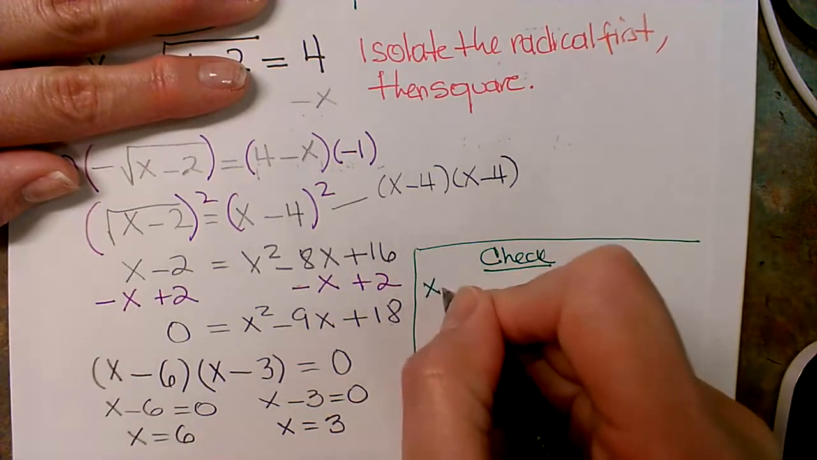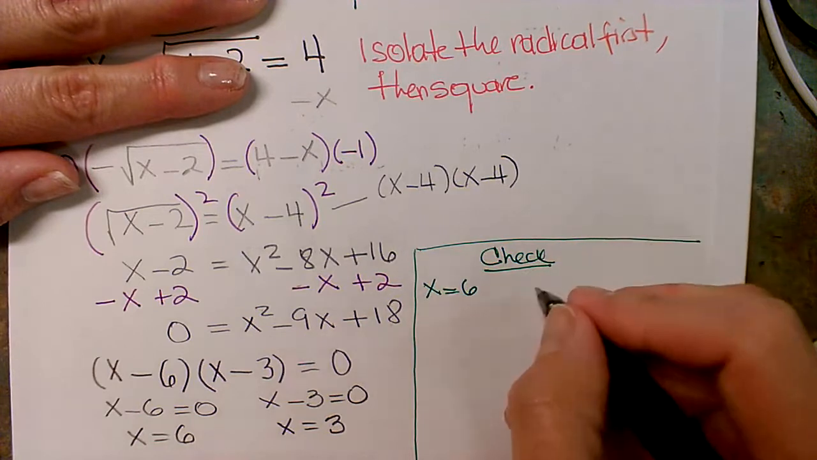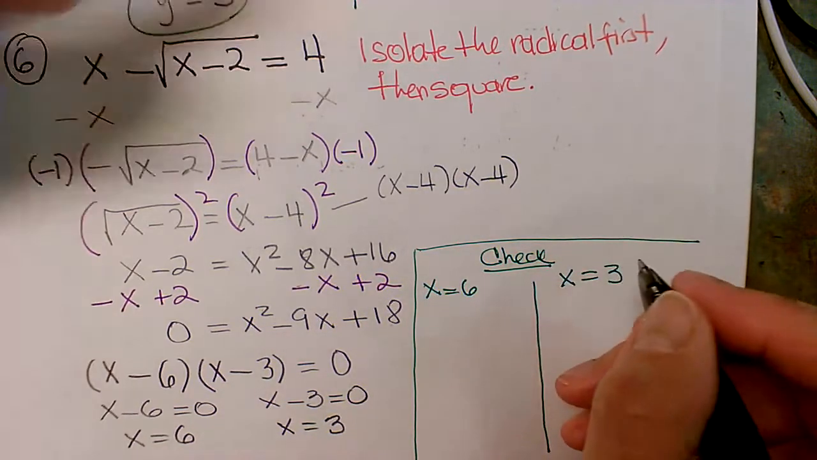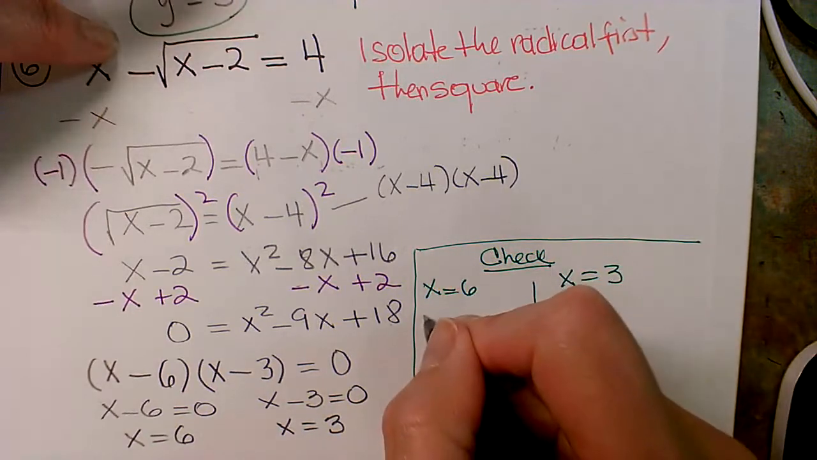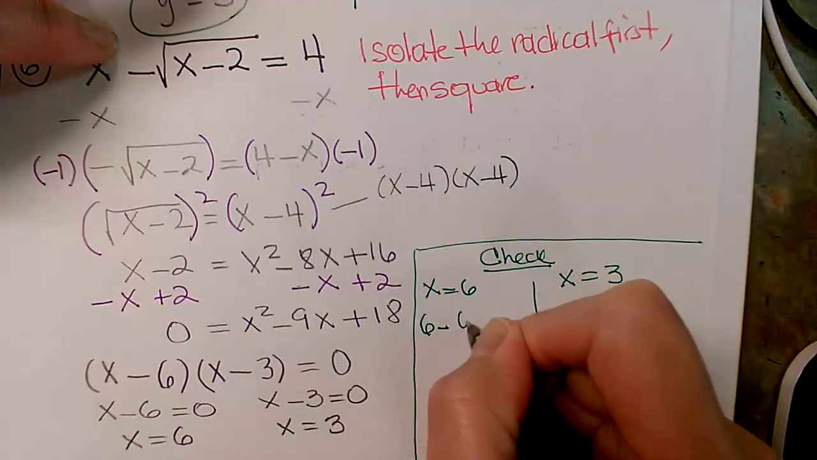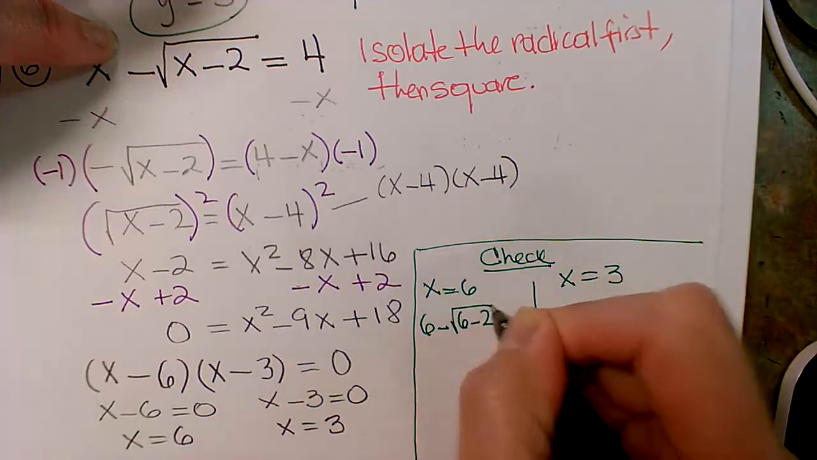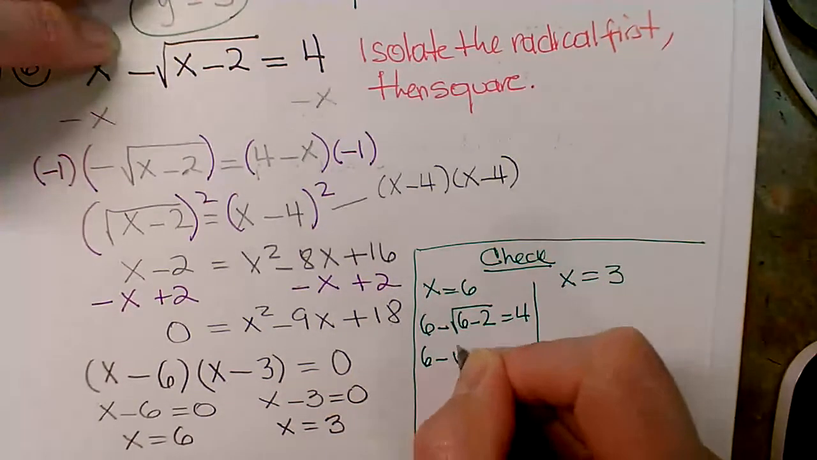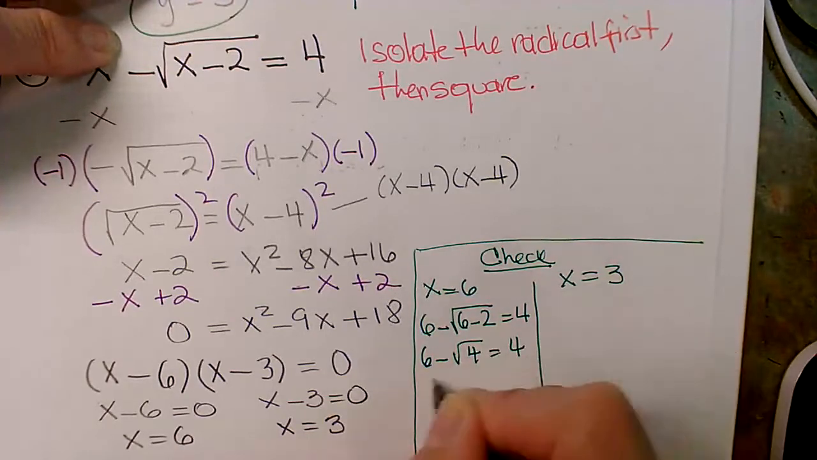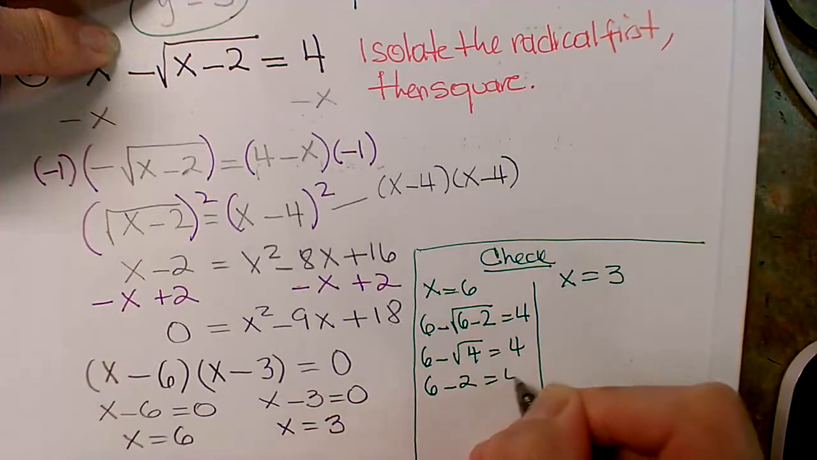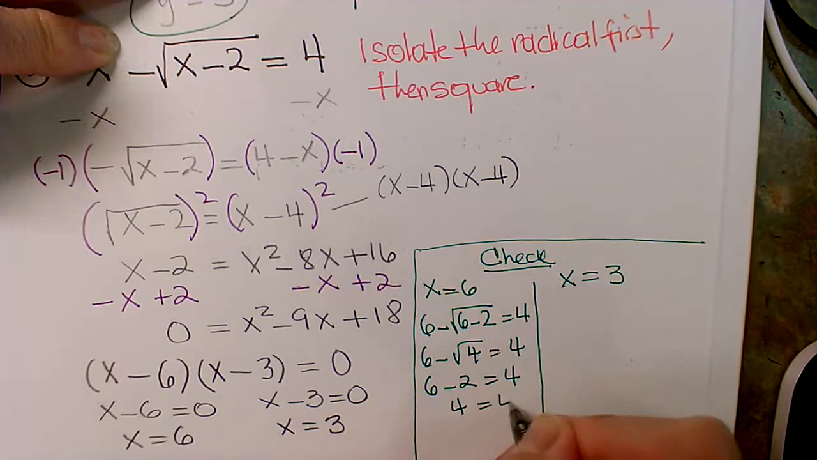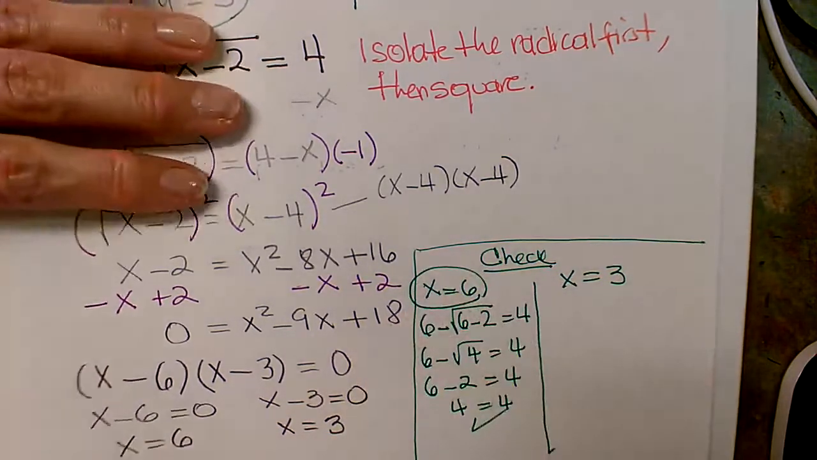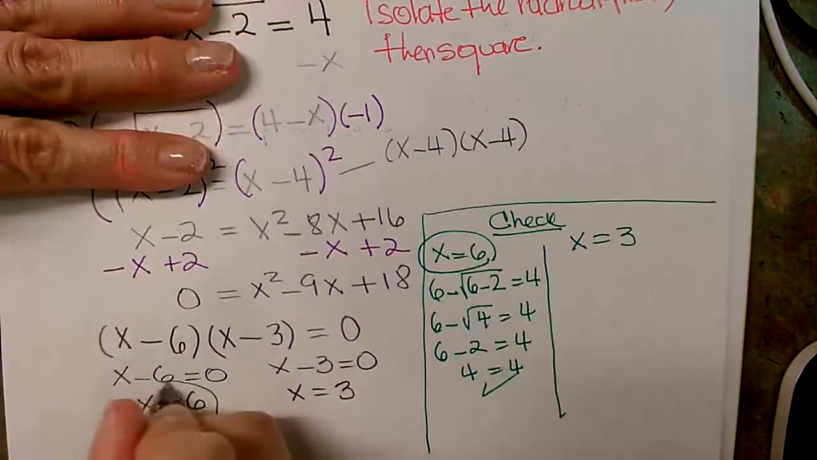So we're going to check x equal to 6. So let's go back here, and we have 6 minus 2. 6 minus 2 is 4. Square root of 4 is 2. And 4 is equal to 4. So far, x equal to 6 is one of the answers.